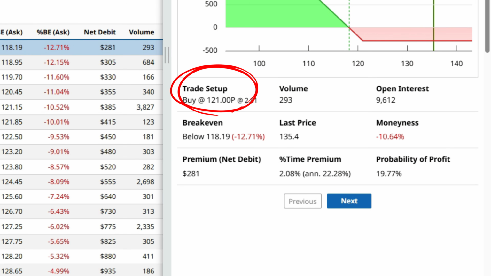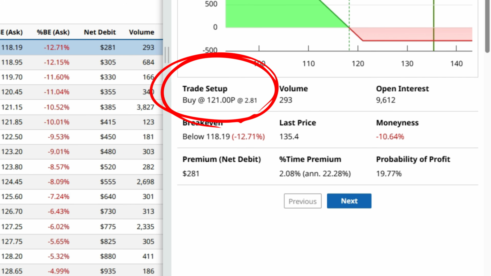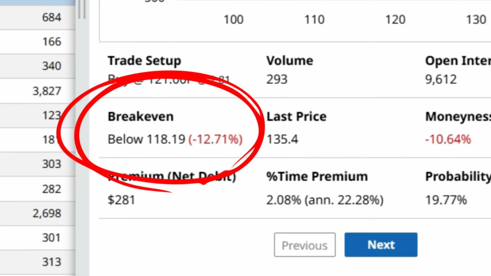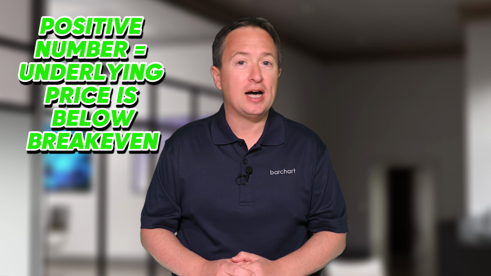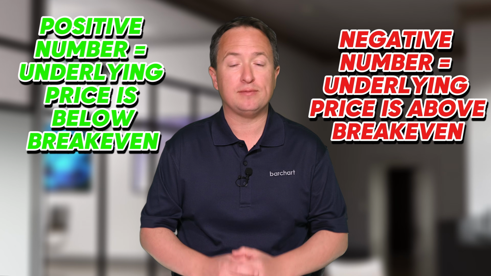Below the chart, you'll see a full breakdown of your trade setup. This includes the trade structure, outlining the pricing and positioning for each leg, and the break-even price, along with how far the current price is from that level. A positive figure means the underlying is below break-even. A negative number means it's above.